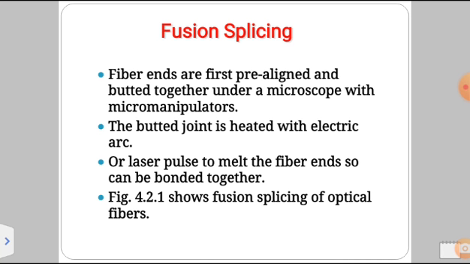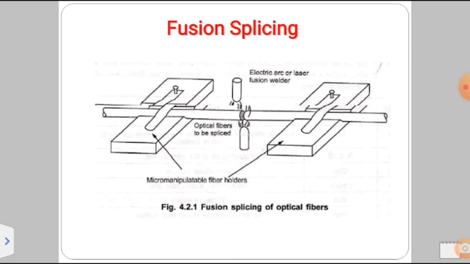Or a laser pulse can be used to melt the fiber so it can be bonded together, core to core and cladding to cladding. And here is the figure that shows the fusion splicing of optical fibers. You can see this diagram, and it gives a clear picture of fusion splicing.